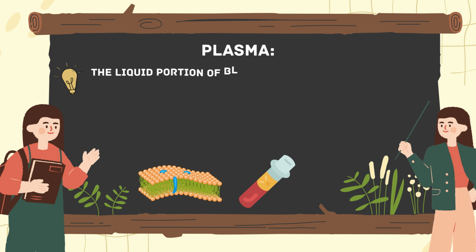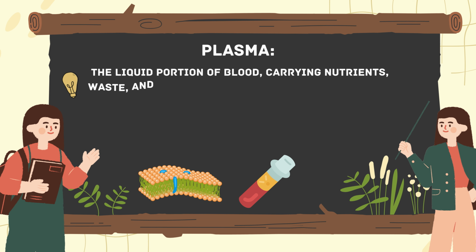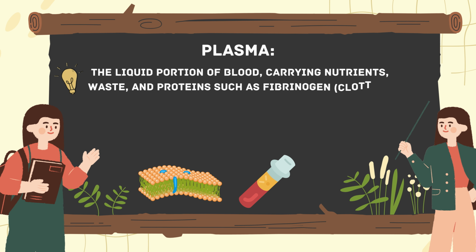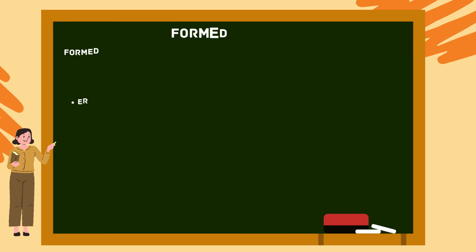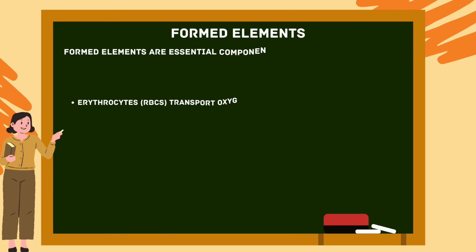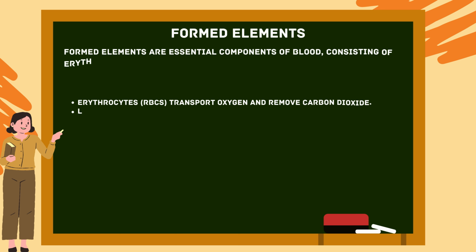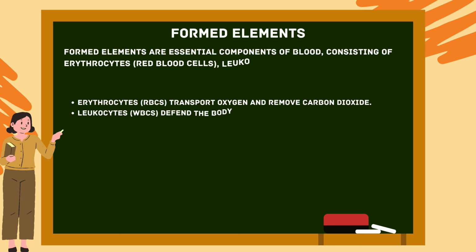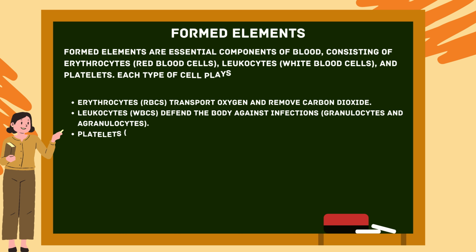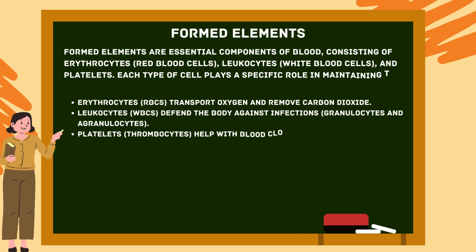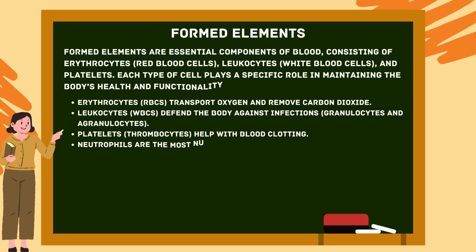Next is plasma, the liquid portion of blood, carrying nutrients, waste, and proteins such as fibrinogen (clotting), albumins (osmotic balance), and globulins (immune function). Formed elements are essential components of blood, consisting of erythrocytes (red blood cells), leukocytes (white blood cells), and platelets. Each type of cell plays a specific role in maintaining the body's health and functionality.